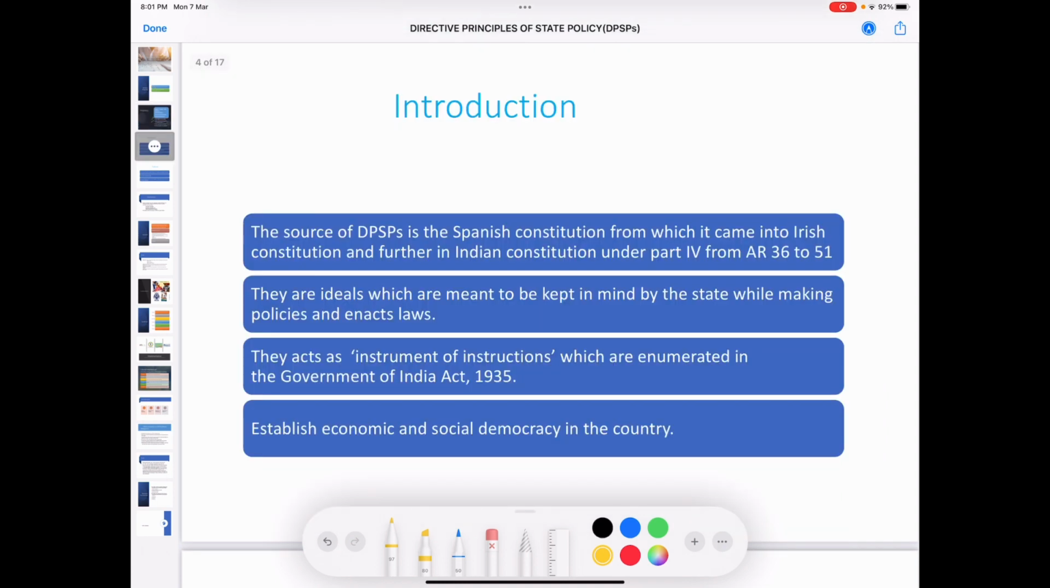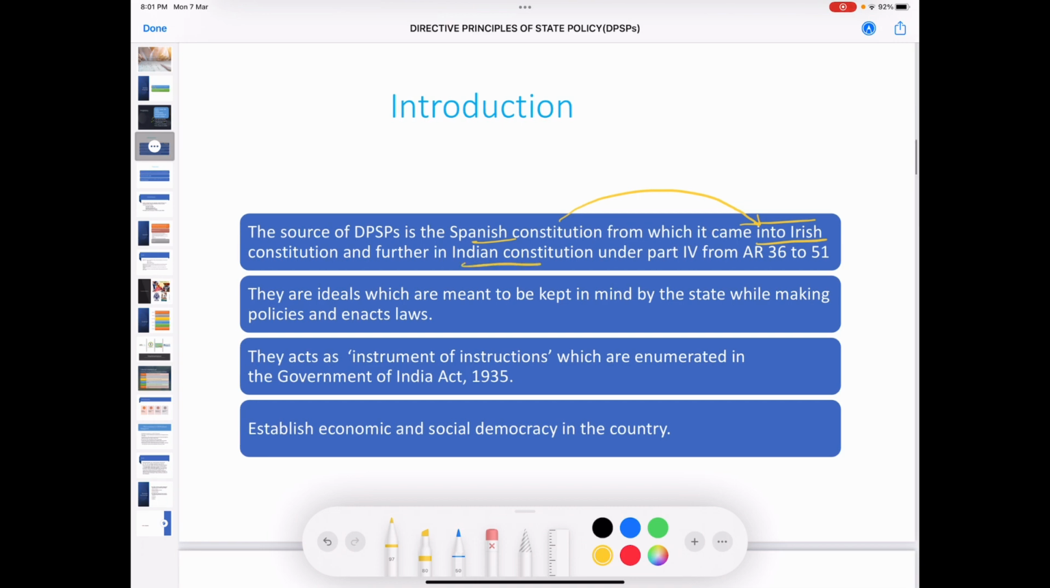Starting with the introduction. So DPSP का concept जो है वो पहली बार Spanish Constitution में पाया जाता है और वहाँ से वो Irish Constitution में पहुँच जाता है. So स्पेन से ये concept Ireland travel करता है and उसके बाद इंडियन कॉन्स्टिट्यूशन का एक इम्पॉर्टेंट हिस्सा बन जाता है. That is under Part 4 from Article 36 to 51 of the Indian Constitution.